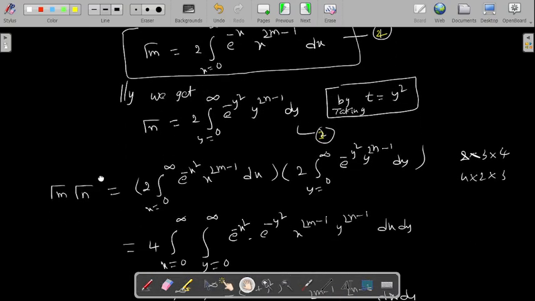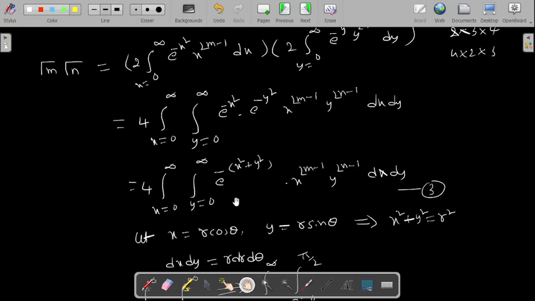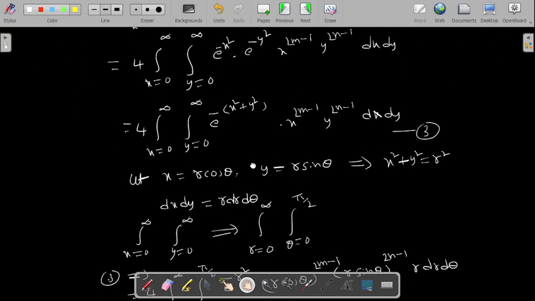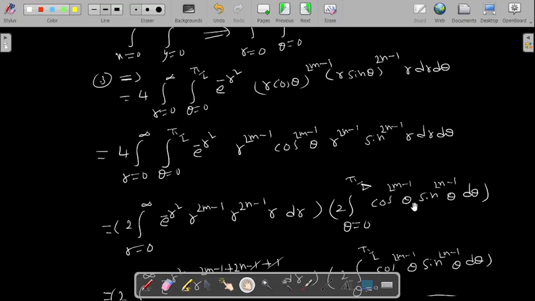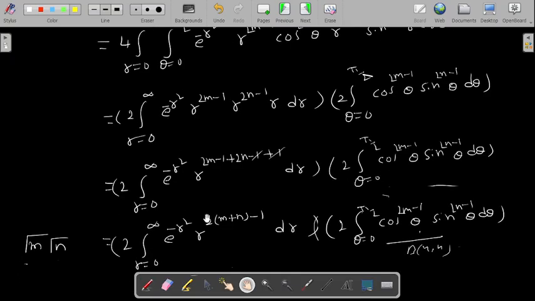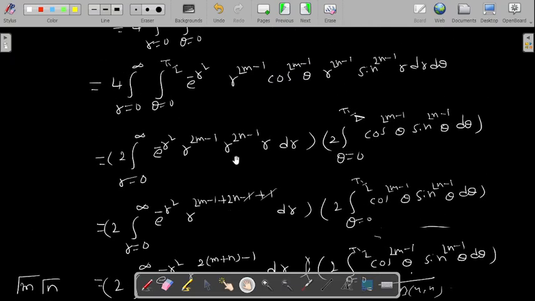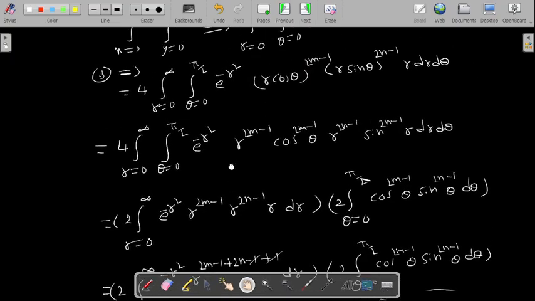gamma n, you are doing the product, then x equal to r cos theta, y equal to r sin theta, then r terms separate, theta terms separate. Theta terms means beta of m comma n, r terms means gamma m plus n. Simply you got the proof. Okay, any queries, girls?